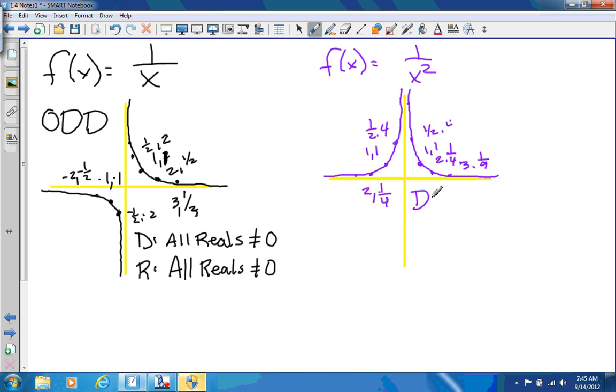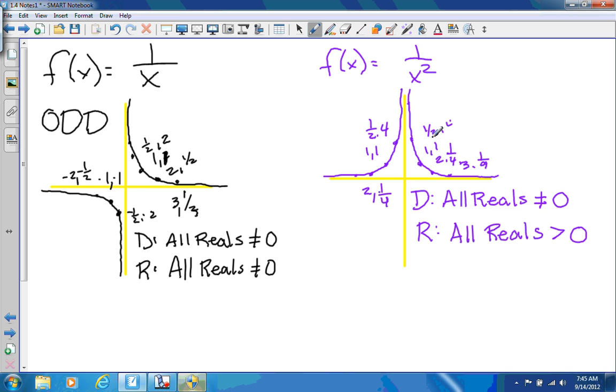Domain is going to be just like this one: all reals not equal to 0. Now our range is not going to be all reals not equal to 0 because we have no negative values. So here we are going to be all reals greater than 0.